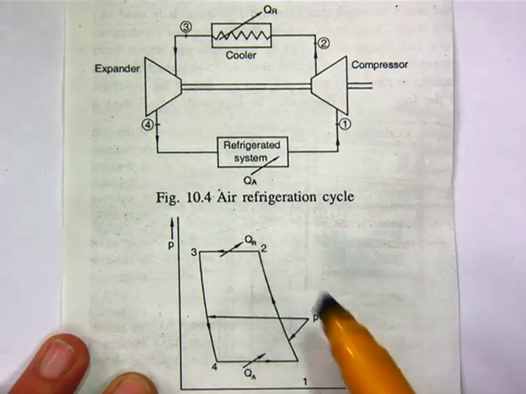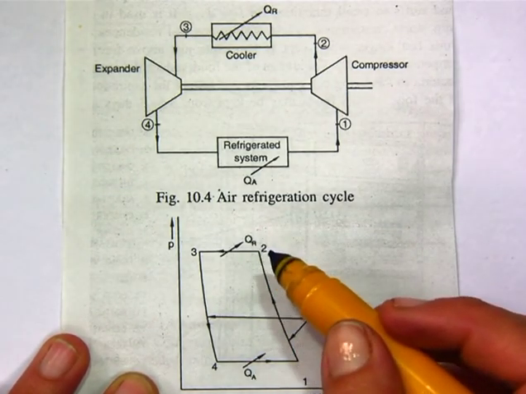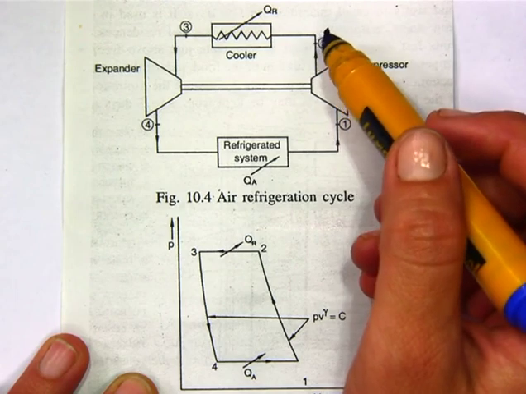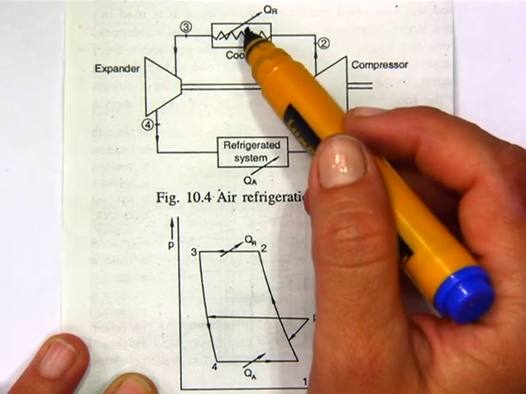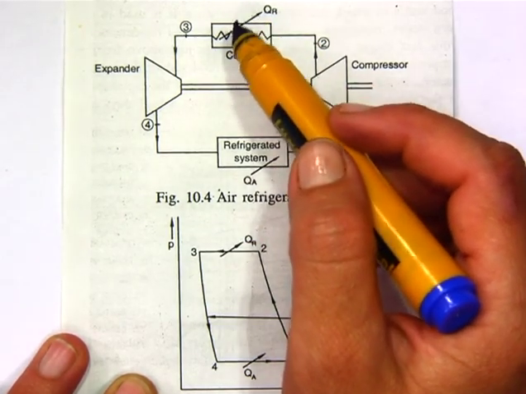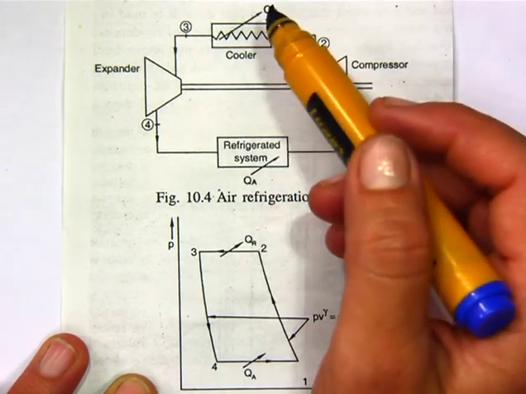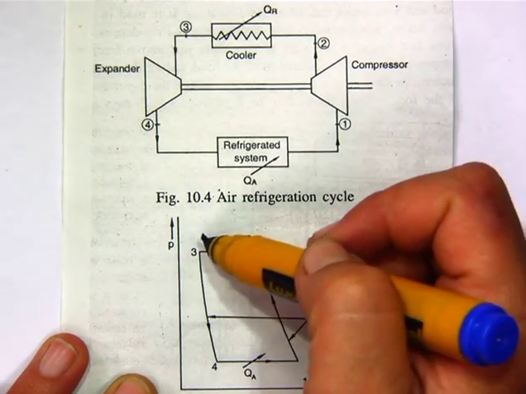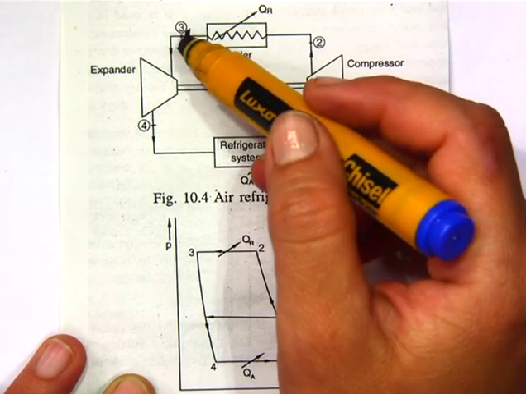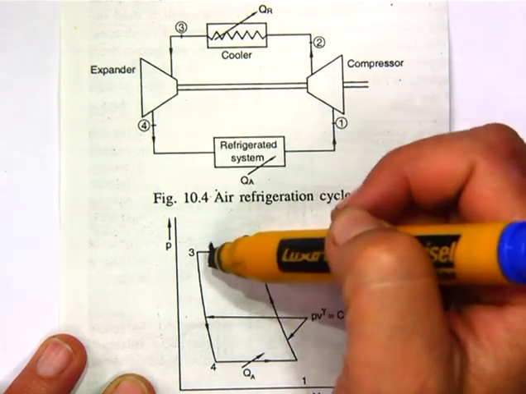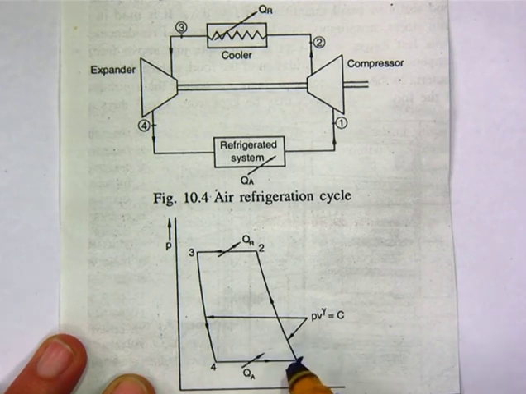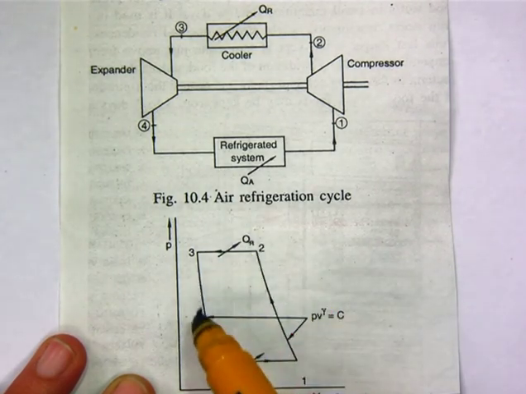First, in the Bell-Coleman cycle, 1 to 2 is isentropic compression in the compressor. Then the compressed air, that is high temperature, high pressure air, is supplied to the heat exchanger, where 2 to 3 is constant pressure cooling. So air is cooled by some other medium, say water, at a constant pressure. So 2 to 3 is a constant pressure cooling process. 3 to 4 is expansion in the expander, that is also an isentropic expansion process, and 4 to 1 is absorption of heat in the space to be cooled. So this is the Bell-Coleman cycle.